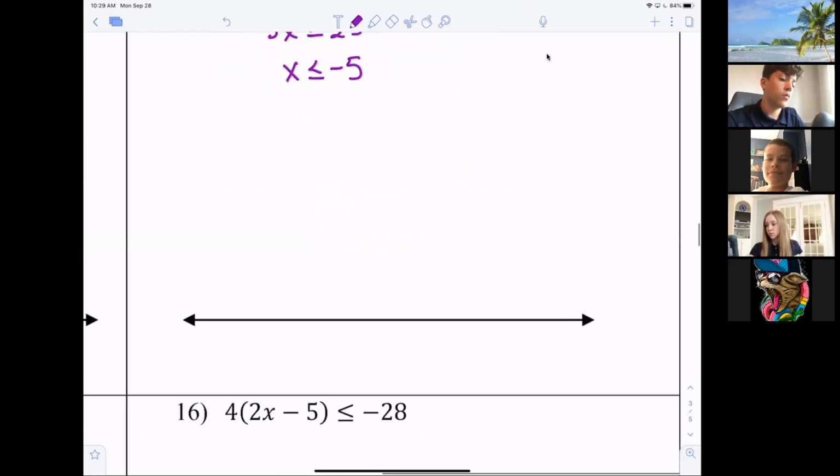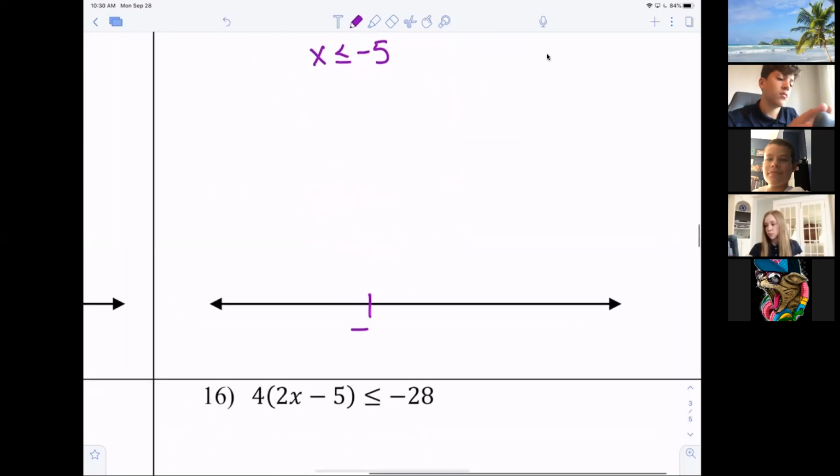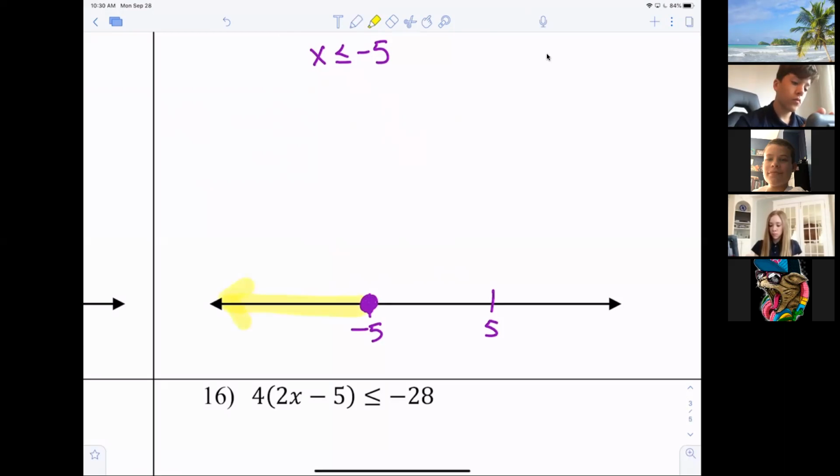Go to your number line. -5 and 5. Less than or equal to -5. Solid or open? Solid. Going in which direction? Left. Everybody happy with that? Oscar? Girls? You guys all right? Anybody have any questions?